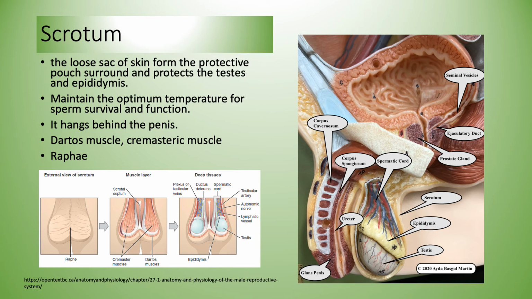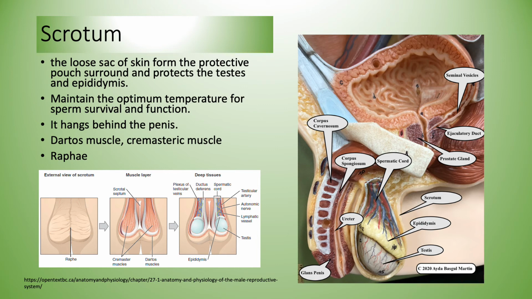This location is important for sperm production in the testes, because testes can produce sperm when kept 2 to 4 degrees centigrade below the core body temperature. There are 2 types of muscles, dartos muscle and cremasteric muscle. Dartos muscle is the subcutaneous muscle layer of the scrotum.